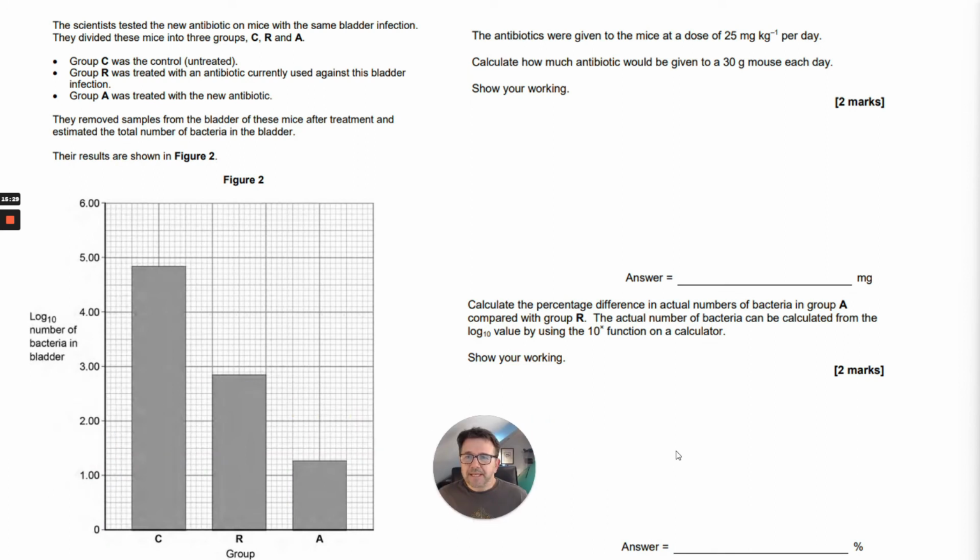Right, this question here is quite involved, and one thing you will need to know is how to use logs. Log 10, and I've done a video on using log 10. Again, lots of information here. They talk about antibiotics on mice with a bladder infection, divided into three groups. You've got a control, one treated with an antibiotic used for a bladder infection, and the other treated with a new antibiotic. I can immediately see the log 10 number of bacteria in A is much less than in R, so it seems to be quite effective. I can tell that.